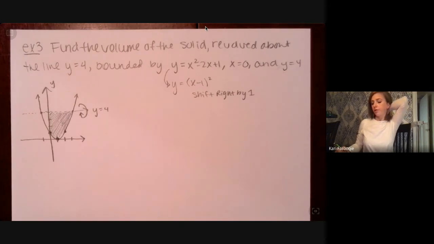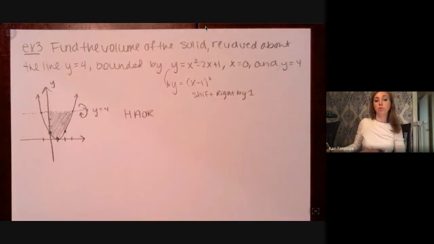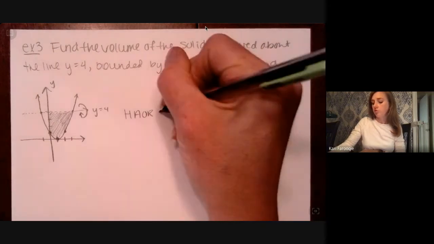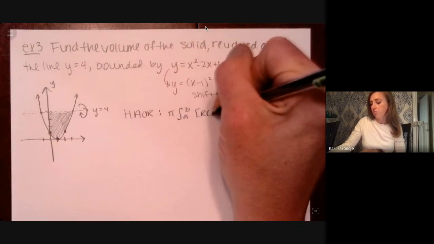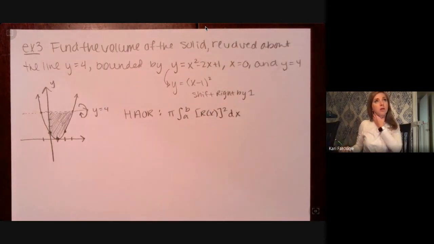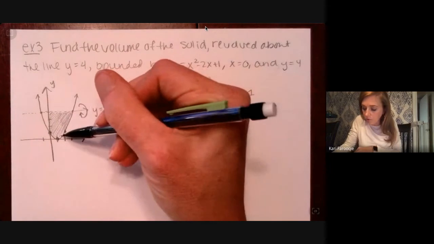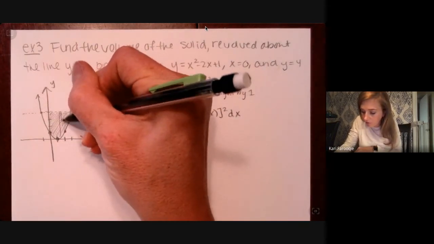Okay. Now we have a horizontal axis of revolution. When you have a horizontal axis of revolution, that means you're looking at a dx integral. So I'm going to need a radius written in terms of x, and I'm going to need a dx. Okay, so I'm going to go ahead and draw my rectangle, put it wherever you want. It's perpendicular to the axis of revolution.